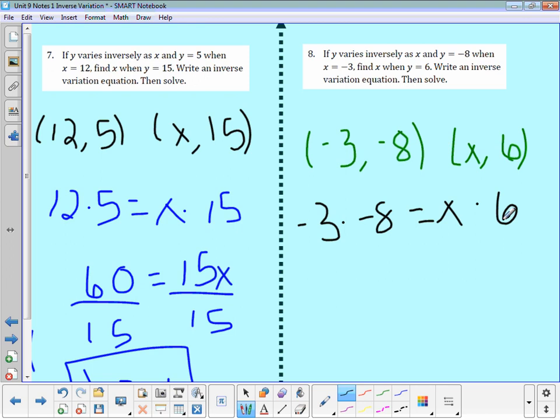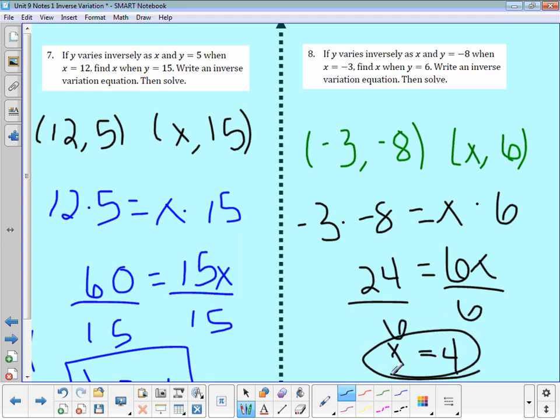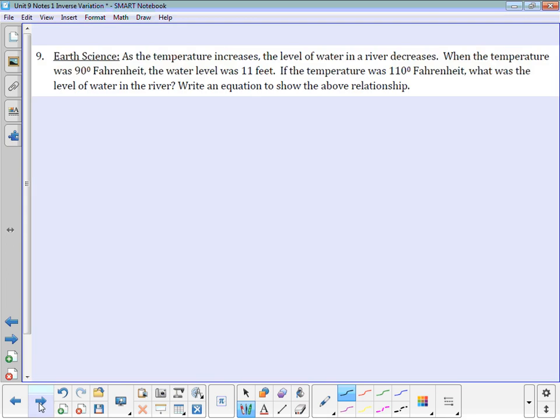Negative 3 times negative 8 is 24. X times 6 is 6x. So last but not least, divide both sides by 6, and I get x is equal to 4. Let's take a look at number 9.